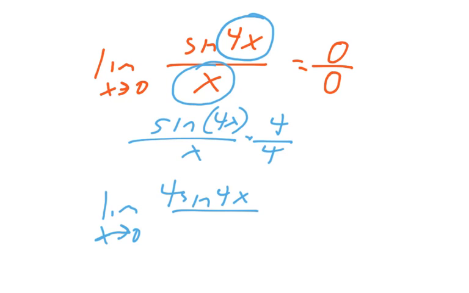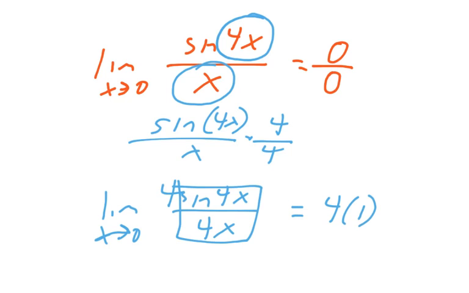with a 4 over here, over 4x. The sine of 4x over 4x, the limit there is 1 as x approaches 0. So I've got 4 times 1, which is 4.